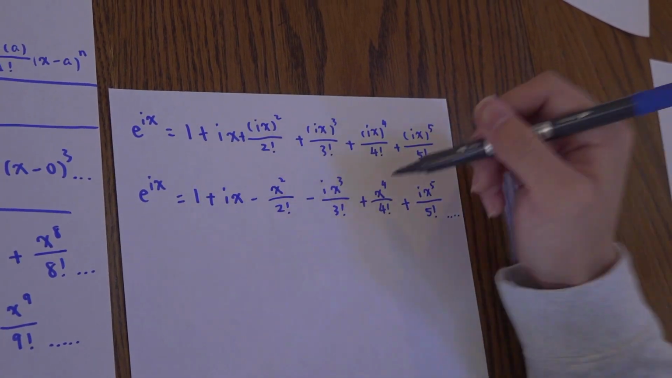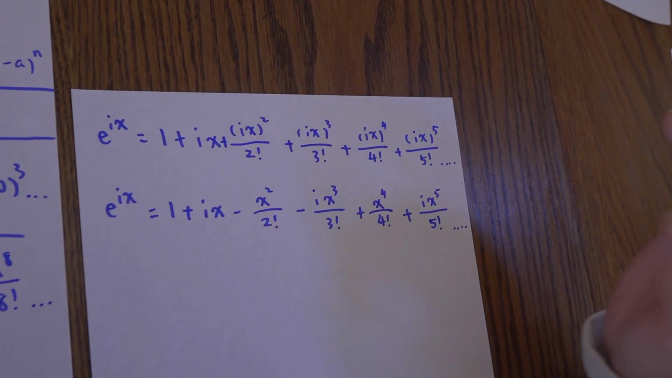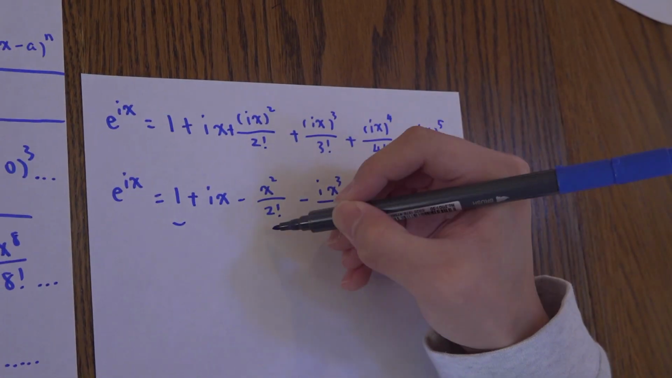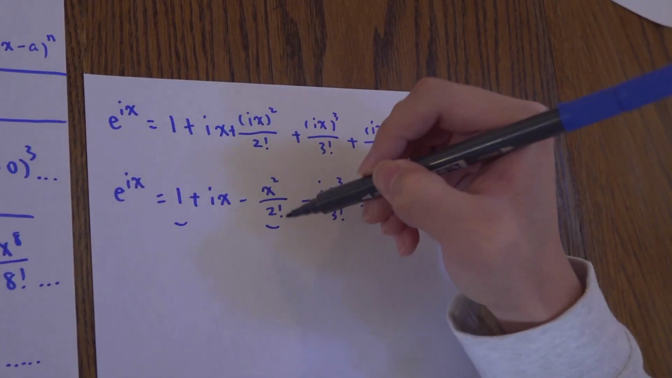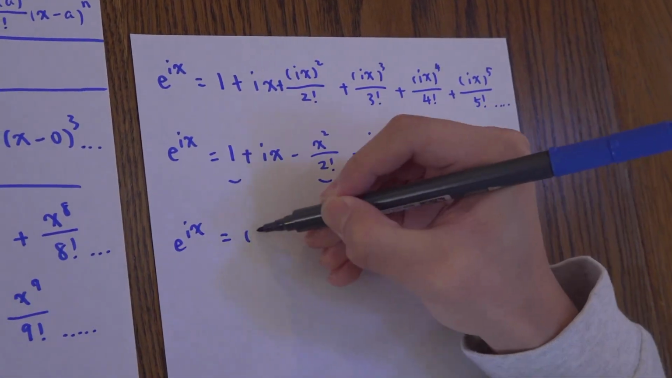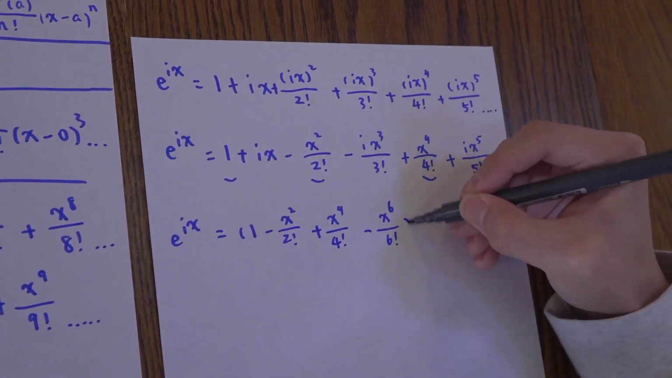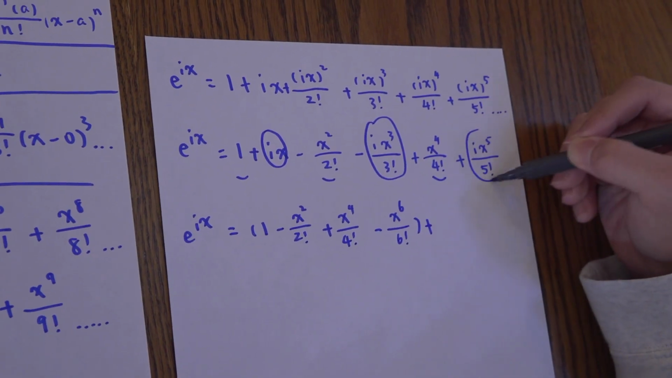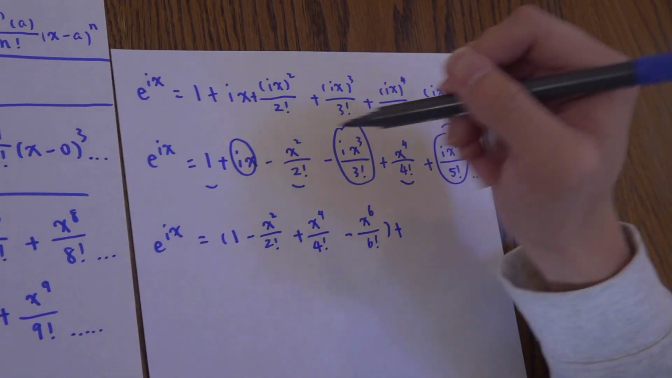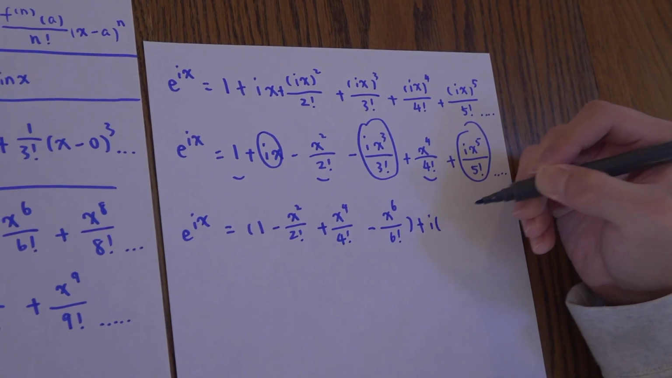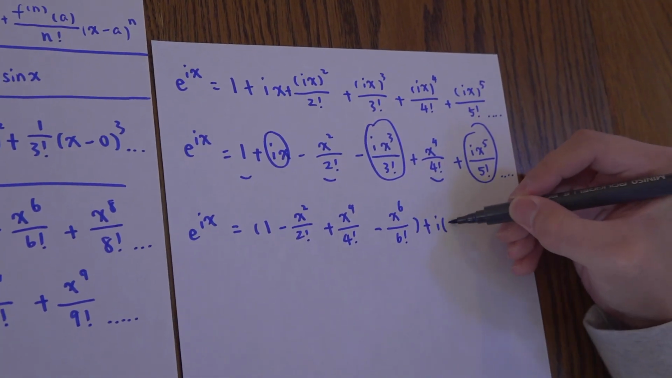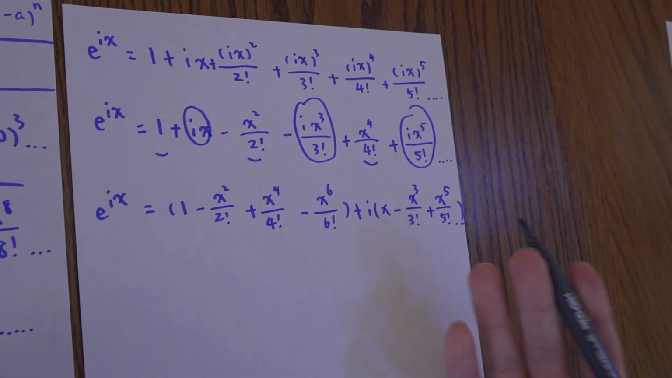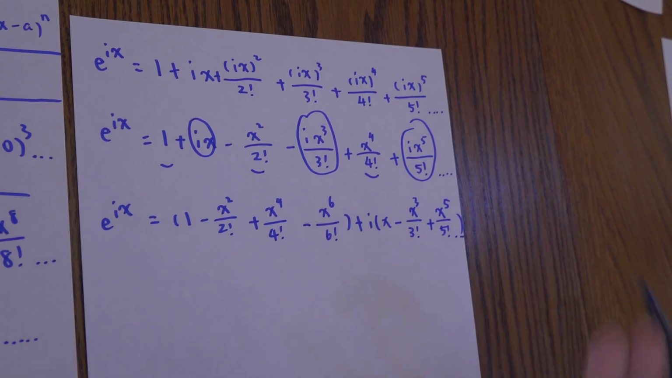Now, if we regroup this equation, things will start to become clearer. If we group all the terms that do not contain i, it will be all those even terms. And then plus the rest of the terms that do contain i. Notice that they all have i in them, so we can just pull i out and write the rest of them inside. This is the regrouped, simplified equation.